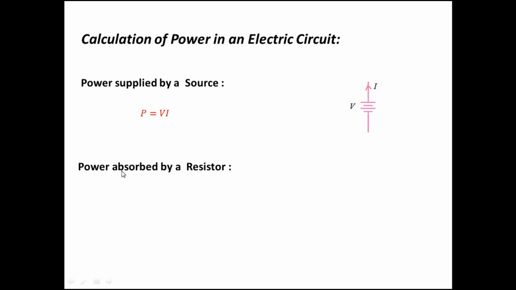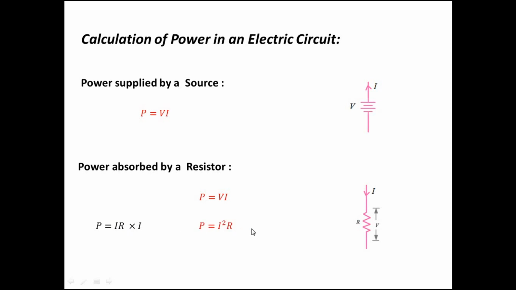And suppose we are finding the power absorbed by the resistor. A resistor will always be absorbing power. If the resistor is R, the voltage across the resistor is V and the current flowing through the resistor is I, we can find the power as V into I. But by Ohm's law, this V is I into R. So P equal to I into R into I. This V can be substituted as I into R by Ohm's law. So it becomes P equal to I square R.